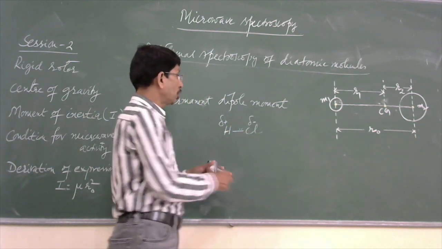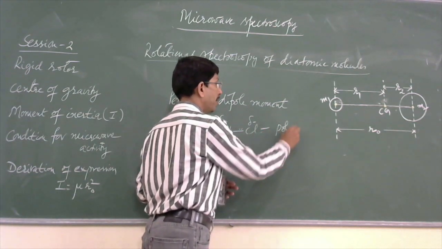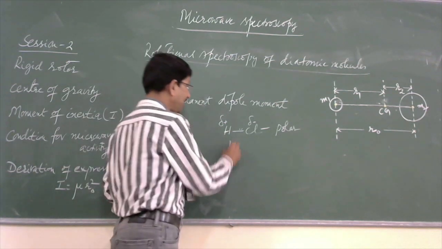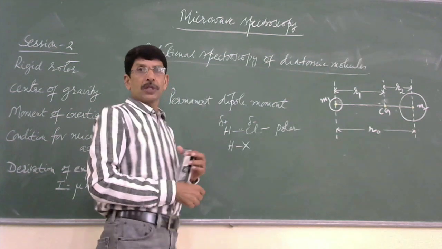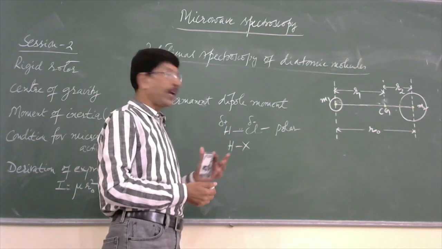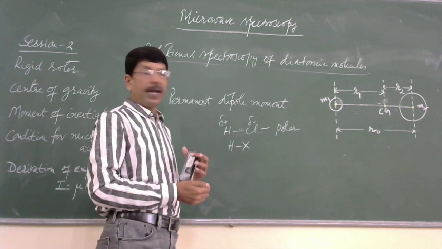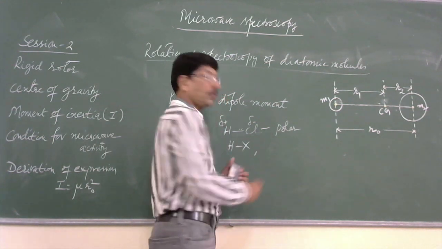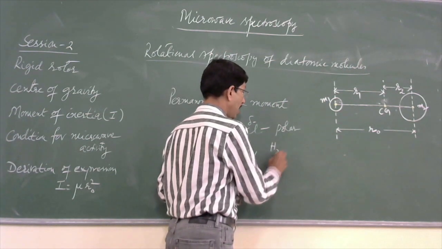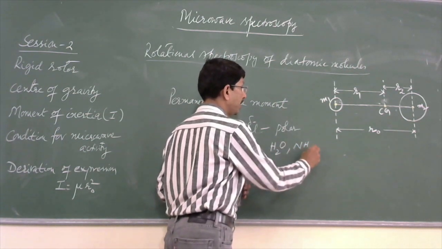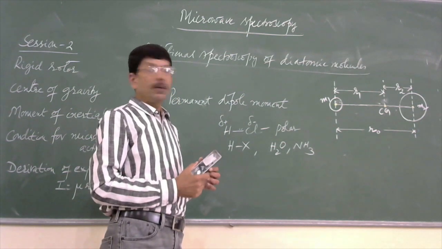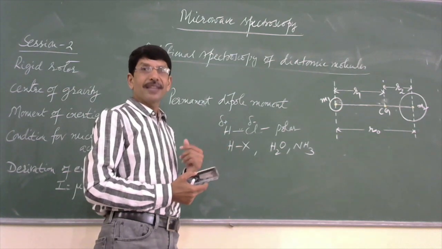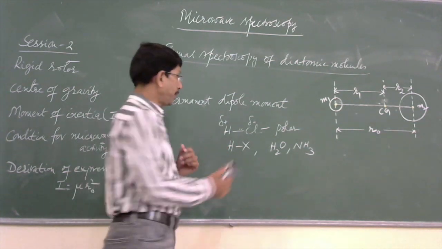So the HCl molecule possesses a dipole moment. So HCl can be studied by microwave spectroscopy. Like that, any hydrogen halide, it could be hydrogen bromide, hydrogen iodide or hydrogen fluoride, can be studied by microwave spectroscopy. If you consider polyatomic molecules like water and ammonia, even these molecules possess a permanent dipole moment. Therefore, these molecules can be studied by microwave spectroscopy.